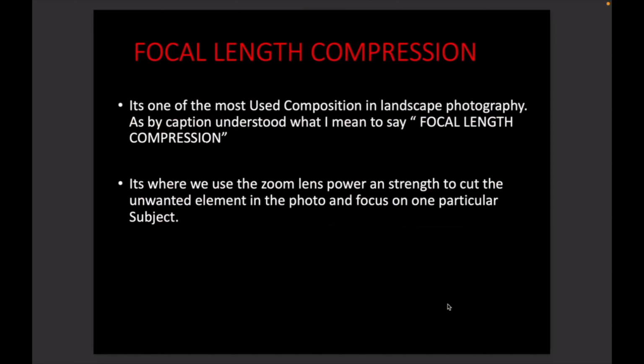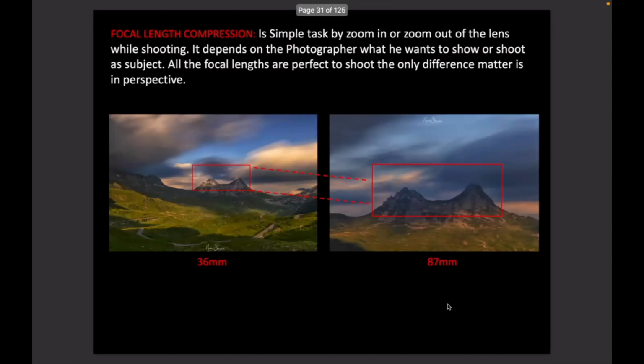The third one is focal length compression. It's one of the most used compositions in landscape photography. In simple words, it's where we use the zoom lens power as a strength to cut the unwanted elements in the photo to focus on a particular subject. So this is what focal length compression, or focal length zoom power, is.